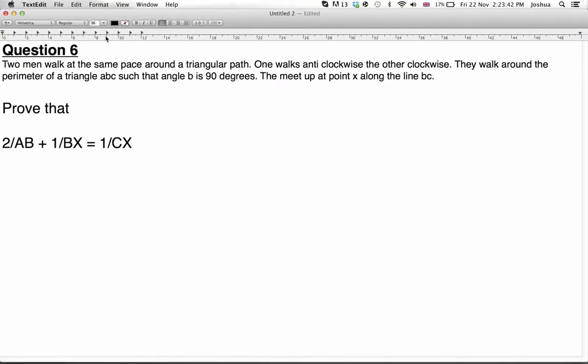Okay, this is question 6 of my series. 2 men walk at the same pace around a triangular path. One walks anti-clockwise, the other clockwise. They walk around the perimeter of a triangle ABC, such that the angle B is 90 degrees. They meet up at point X along the line BC. So we must prove that 2 divided by AB plus 1 divided by BX is equal to 1 divided by CX.